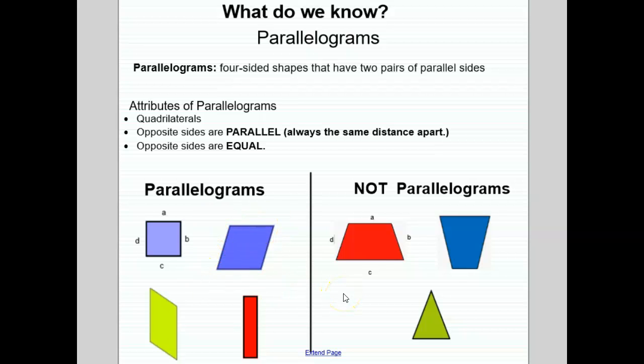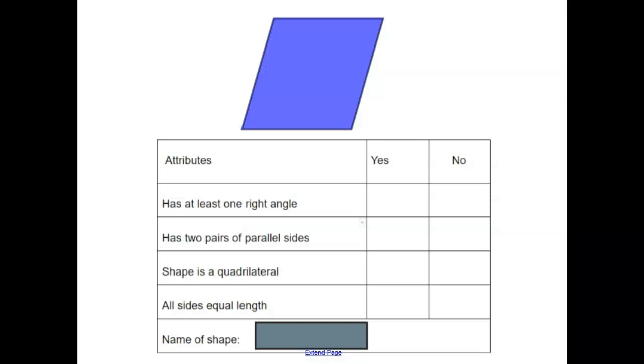These are not parallelograms because these two shapes have one pair of parallel sides, like A and C are parallel, but D and B aren't. And for a shape to be classified as a parallelogram, it must have two pairs of parallel sides. This triangle is definitely not a parallelogram. Pause the video and write down why. Exactly, it's not a parallelogram because, first of all, it's not a quadrilateral, and it doesn't have any sides that are parallel. Nice job, mathematicians.